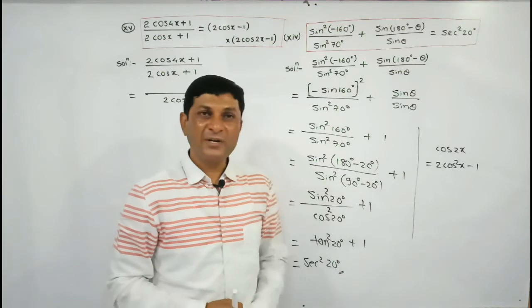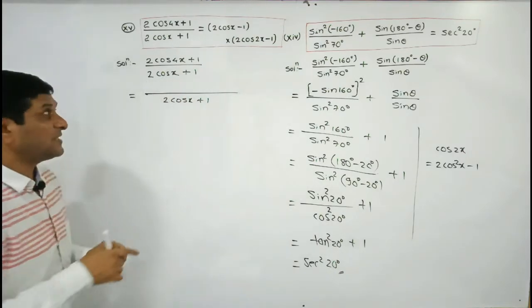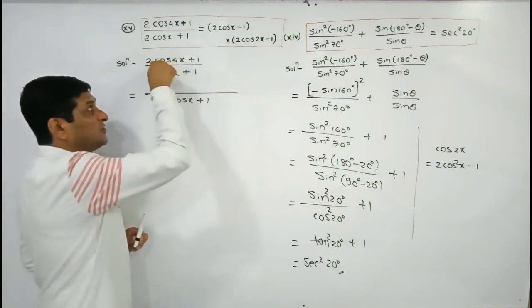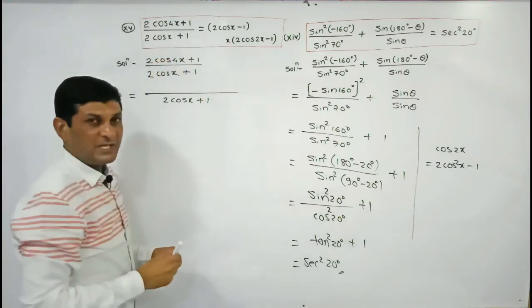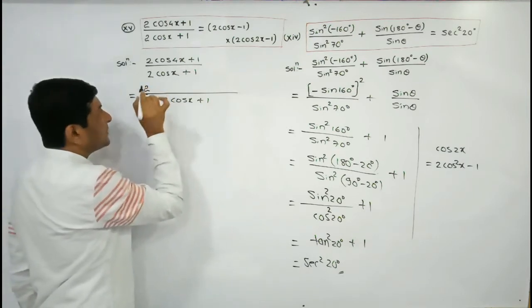So here we are converting it in terms of cos, applying the double angle formula. Let us simplify this first term. We are trying to arrange this first term in the form of this formula. So see here, we are not disturbing the 2, we keep it as it is.